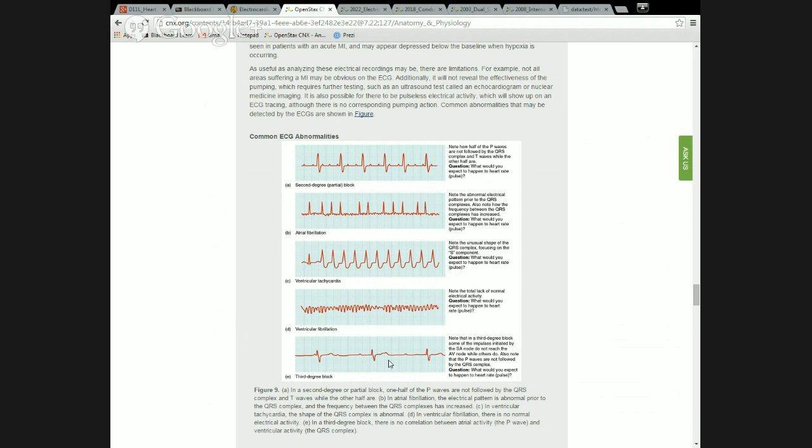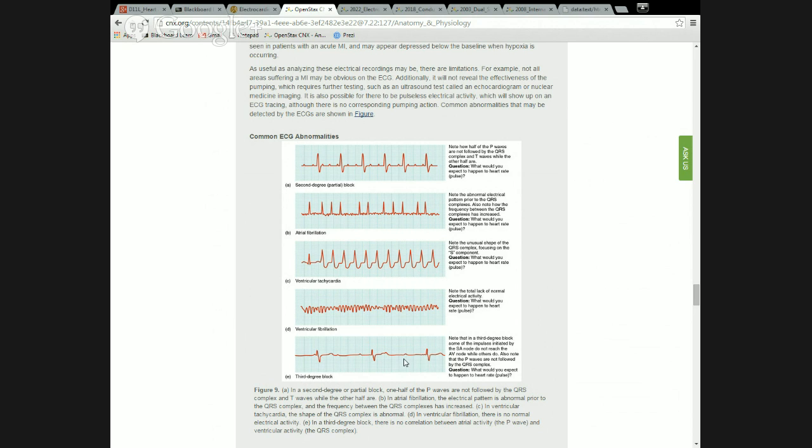Okay? And we can see P waves. That's a P wave there. That's a P wave there. There's a P wave in there. That's a P wave. So the P waves are occurring and the QRS complexes are occurring, but they're not together because there's a blockage, a complete blockage between the SA node and the AV node.